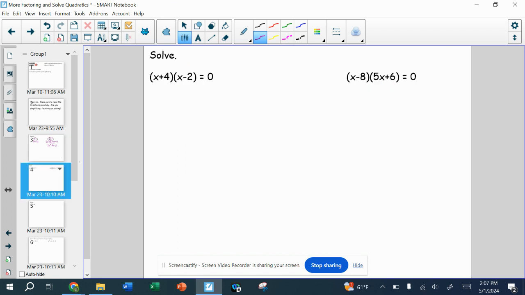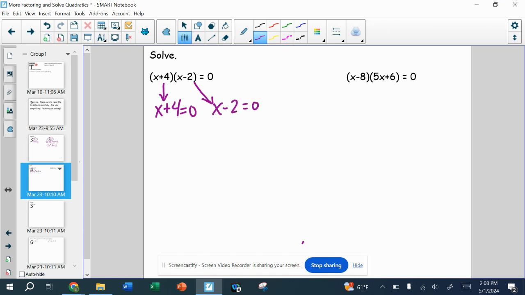These problems are different because I am actually solving. However, I don't want to multiply these. I don't want to do any of my distribution or anything because they are already in factored form. And when they're in factored form and it's equal to 0, I want to use that zero product property. So I already have two things, for instance, that are being multiplied together to be equal to 0. So I would want to be able to say, for instance, in this first problem, that x plus 4 is equal to 0, or x minus 2 is equal to 0.